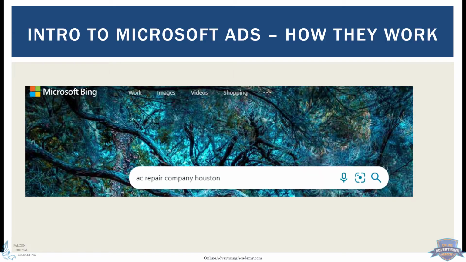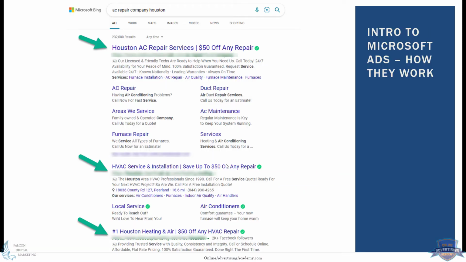So first part, when you go to Bing.com, they usually have a background, nature, or something like that. Sometimes news articles down at the bottom, and then the search bar here in the middle, just like Google has. And then we'll just use an example here. If you searched AC Repair Company Houston, it'd pop up the different results. Looks very similar to Google.